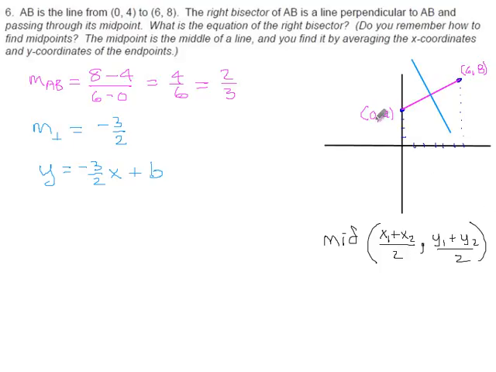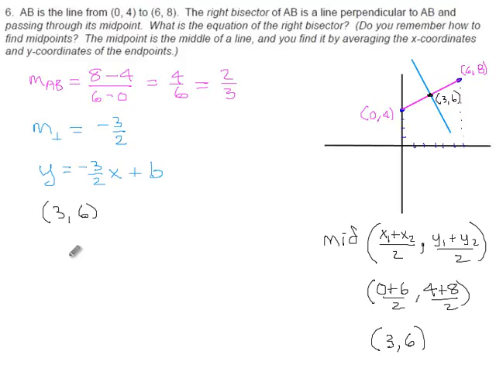So for this line, the x coordinate is going to be 0 plus 6 divided by 2. And the y coordinate will be 4 plus 8 divided by 2. Meaning the coordinates of the midpoint are 3, 6. This point, right in the middle, is 3, 6. So our line over here must pass through 3, 6.